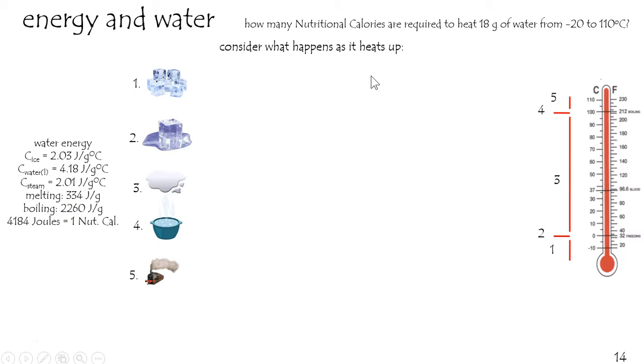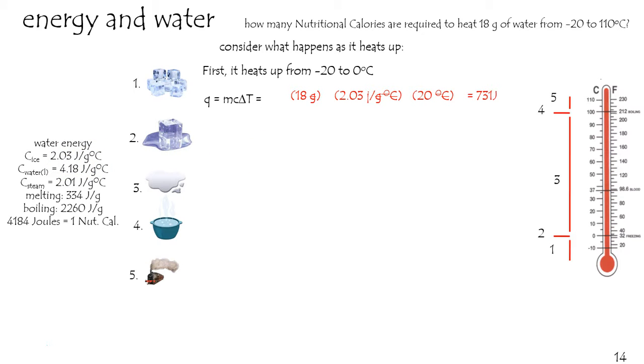Let's go ahead and punch it all in. First, we got to bring it up to its melting point. So that is a Q equals MC delta T problem. What is M? 18 grams. In fact, it will be for every single step here. C, make sure you choose ice right there. And delta T is 20 degrees. Punch it in, that'll give you joules.